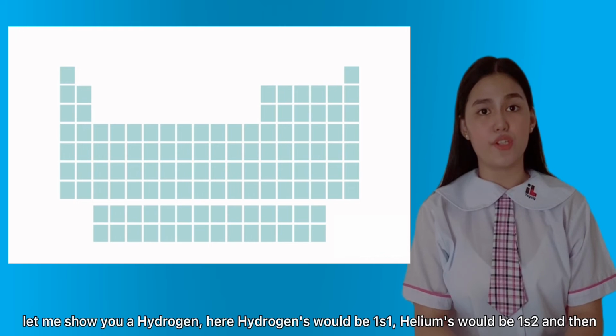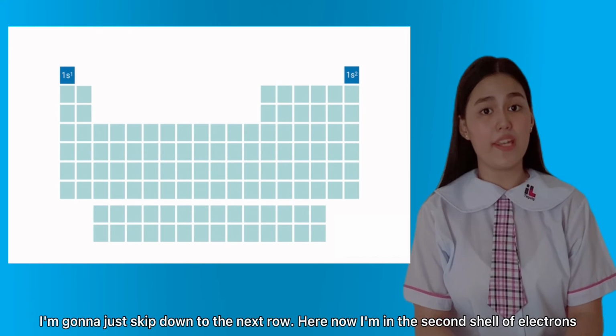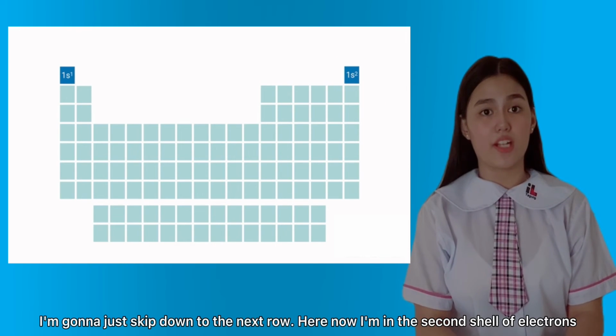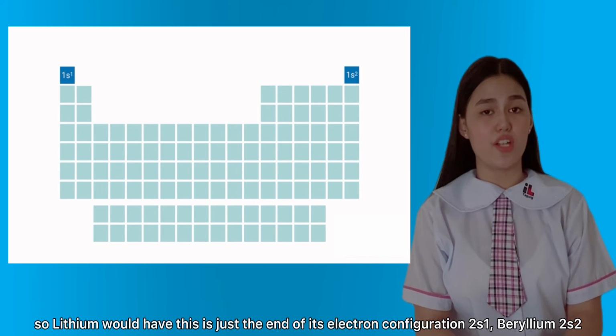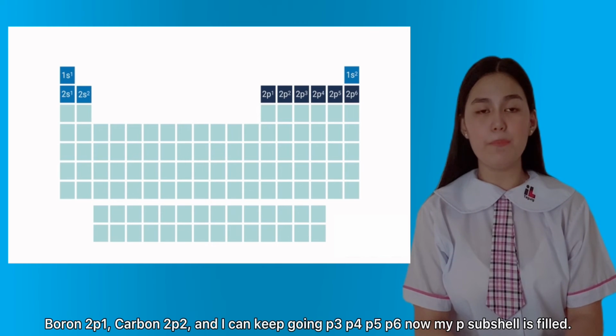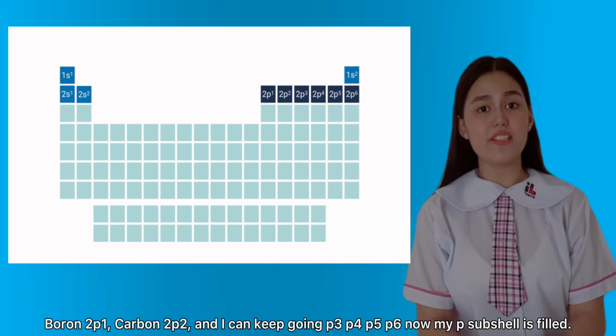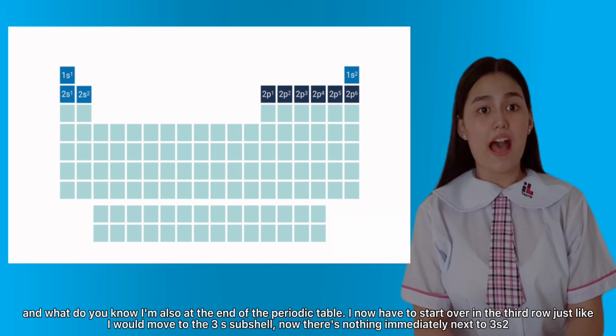Let me show you hydrogen. Hydrogen would be 1s1, helium would be 1s2, and then I'm going to skip down to the next row. Now I'm in the second shell of electrons, so lithium would have this. This is just the end of its electron configuration: 2s1, beryllium 2s2, boron 2p1, carbon 2p2, and I can keep going until p3, p4, p5, p6. Now my p subshell is filled, and what do you know? I'm also at the end of the periodic table. I now have to start over in the third row.